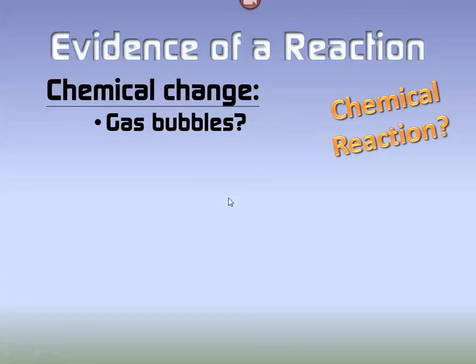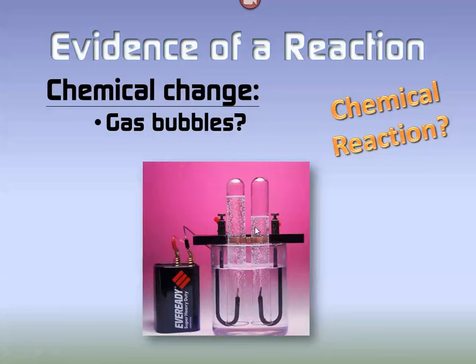Is that a sure sign of a chemical reaction? Well, it's a pretty good indication, but not necessarily a given. Just because you see gas bubbles does not necessarily mean it's a chemical reaction. Think about when water boils. It's a physical change. It does have gas bubbles. But here is water being separated into two different components, and maybe this is a chemical reaction. We'll get to that in a minute. So you've got some evidence here, but not necessarily proof.